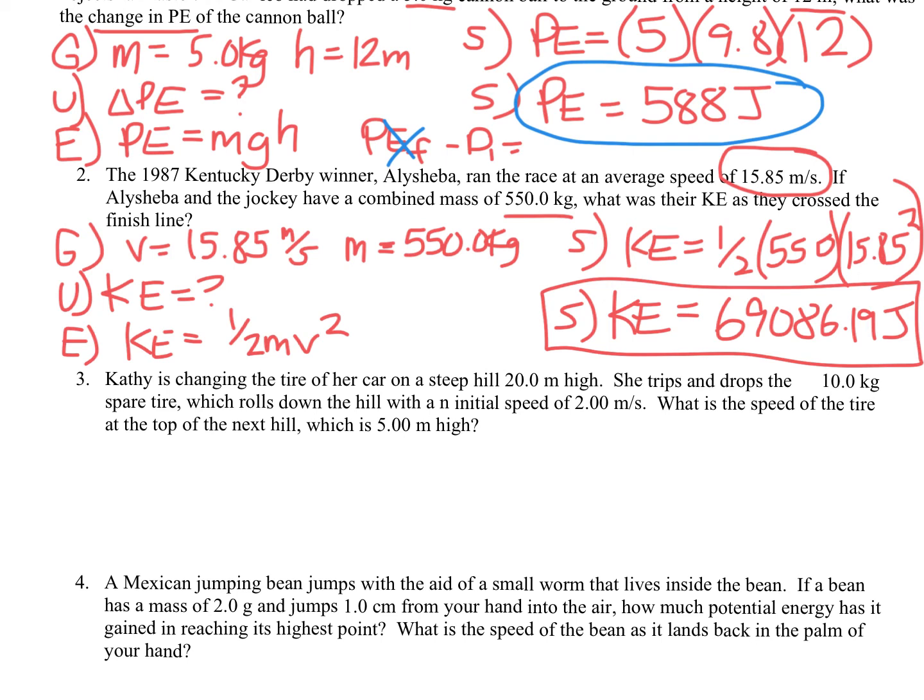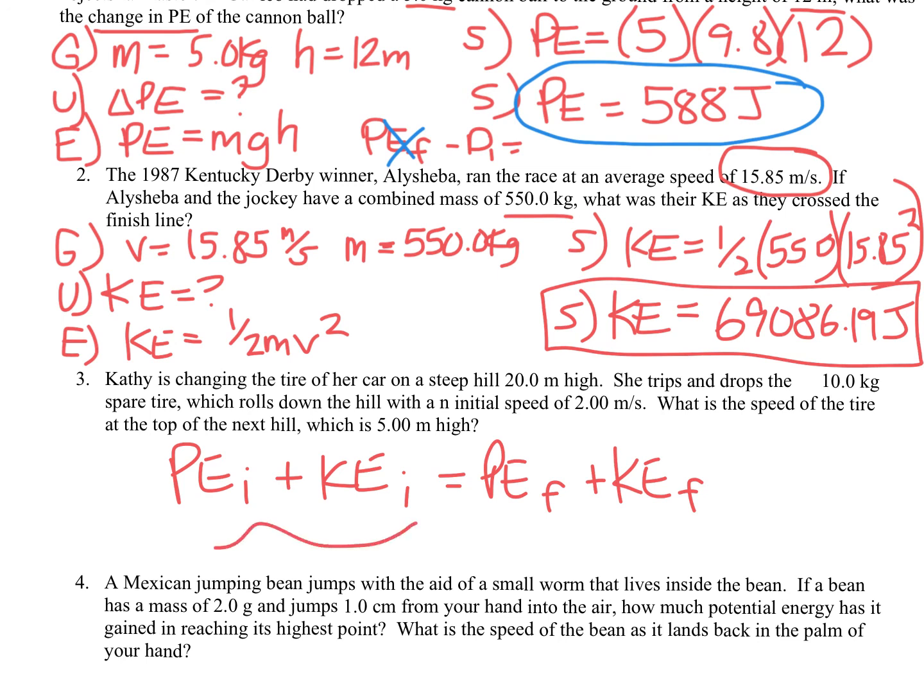Question number 3 is going to tackle the idea of the conservation of energy. The idea that the potential energy you start with and the kinetic energy you start with is equal to the final potential energy you end with plus the final kinetic energy that you end with. Remember, energy is neither created nor destroyed, so the total energy to begin with has to be equal to the total energy you end with. But go ahead to the next video to look for that one, and we'll go through those steps. Take care.